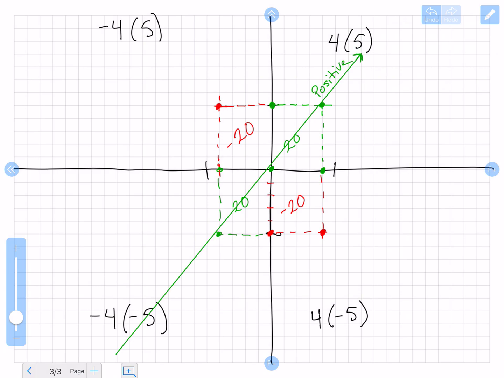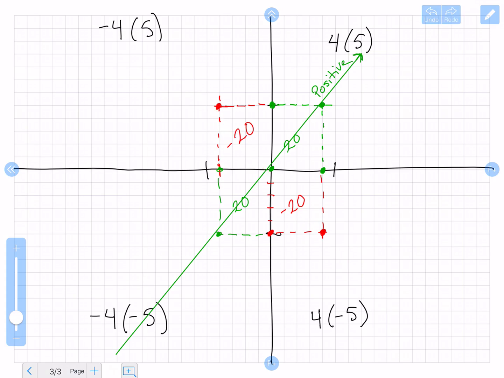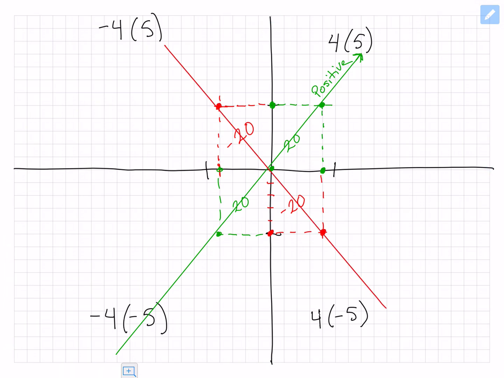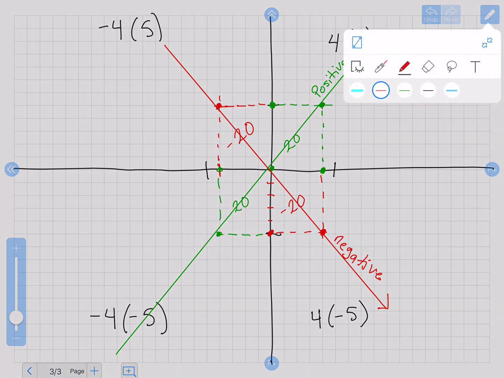If I draw a line through the origin and the corner of a box, and the line goes left to right, moving in a downward motion, then we say the slope is negative. So you can see negative 4 times 5 and 4 times negative 5 land on that line with a negative slope. Negative 4 times negative 5 and 4 times 5 land on the line with a positive slope.